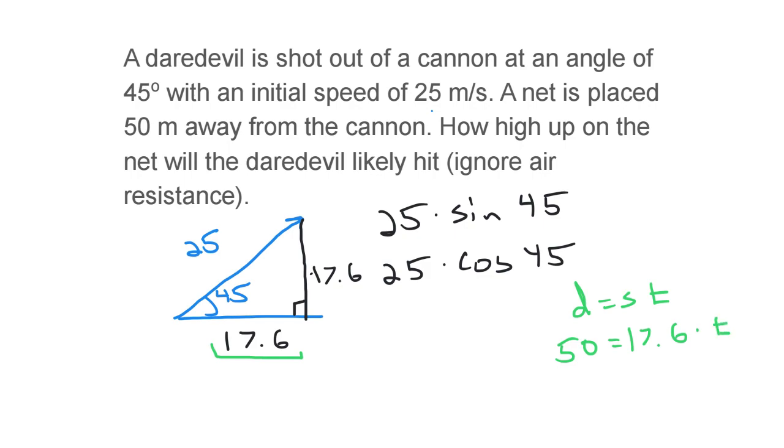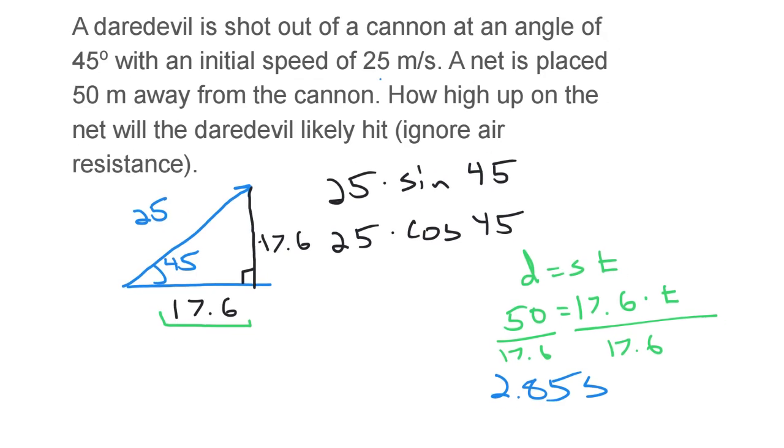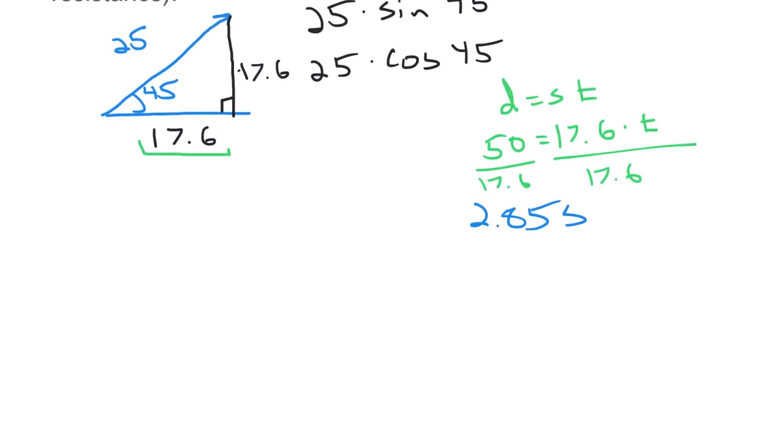How long is that going to take? Divide both sides by 17.6. And we get 50 divided by 17.6 is 2.85 seconds. So we've got 2.85 seconds in the air. All right, now we're going to figure out how high our daredevil is going to be at that moment of impact. So this was our work for the horizontal movement.